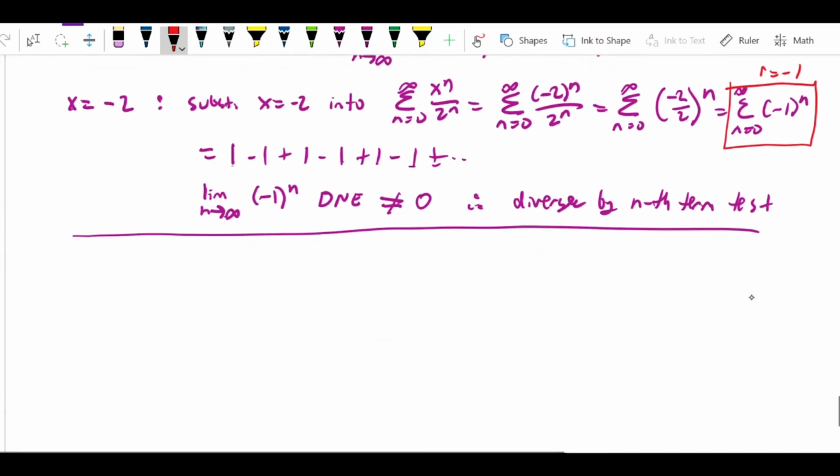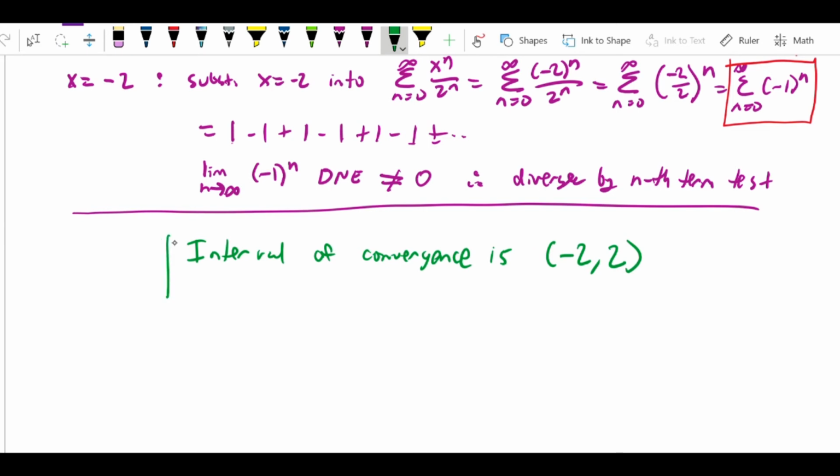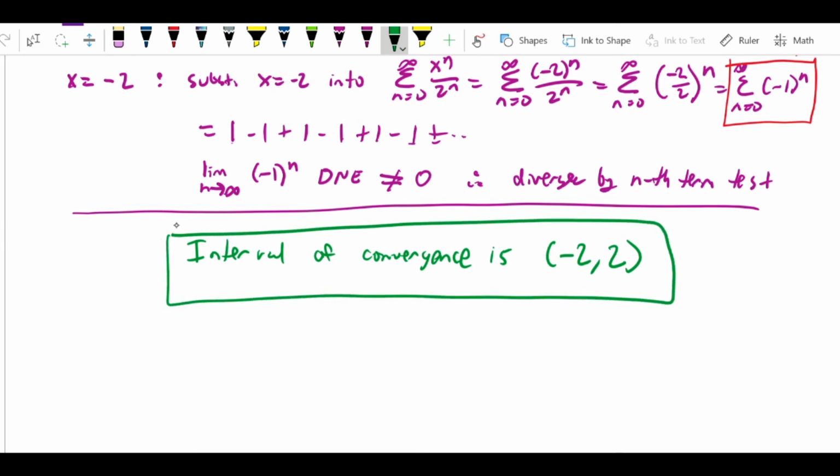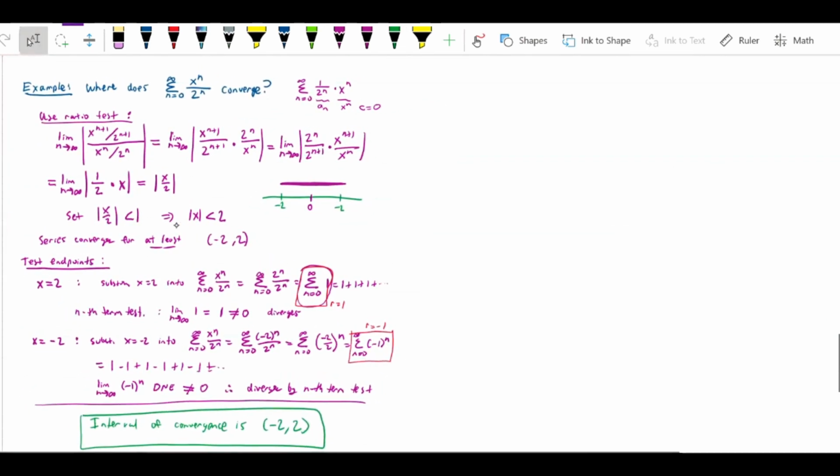So we can see that the interval of convergence does not include its endpoints, and we finally conclude that the interval of convergence is negative 2 to 2. That's the answer. Let's see if I can get this whole problem here in very small. There we go.